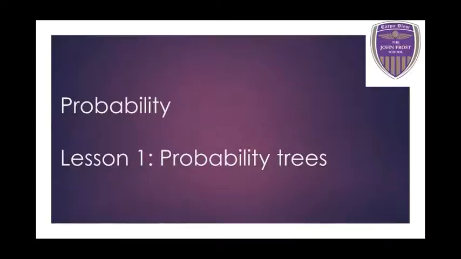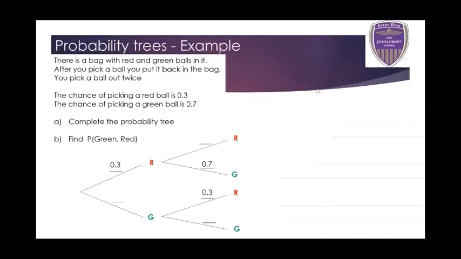This lesson is on probability, with the first topic being probability trees. We use probability trees to show all the different outcomes of a little mathematical game or an activity that someone might be doing, to see the probability of all the possible outcomes of the game. Okay, so here we've got an example.